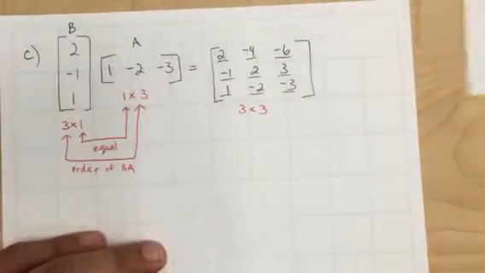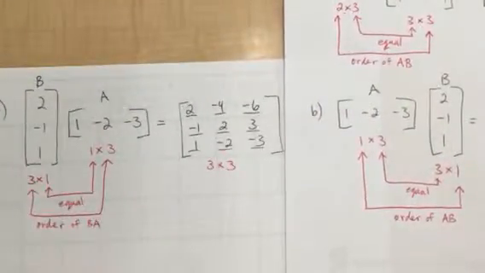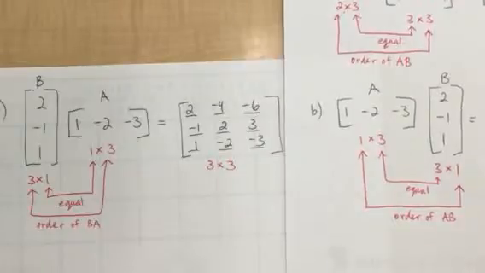And now you can see the difference between B and C. Same matrices, but we're multiplying them in different order.